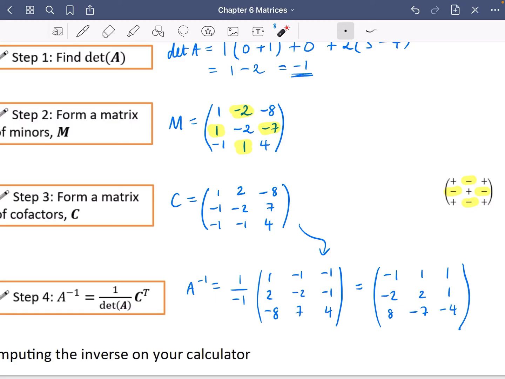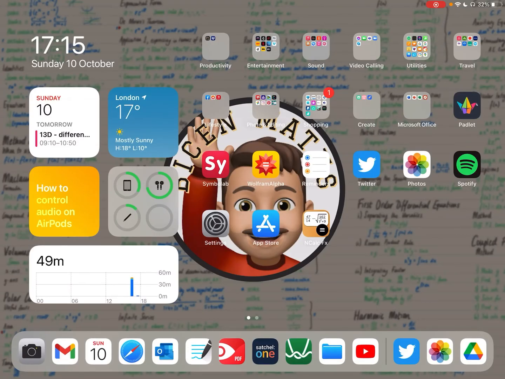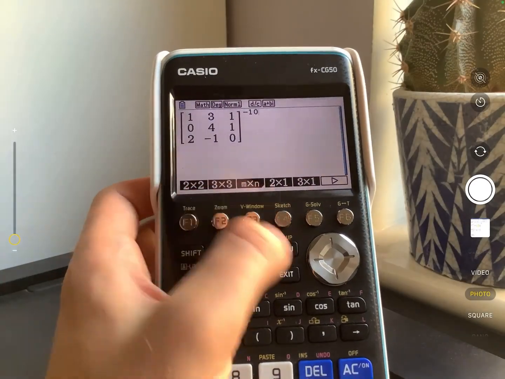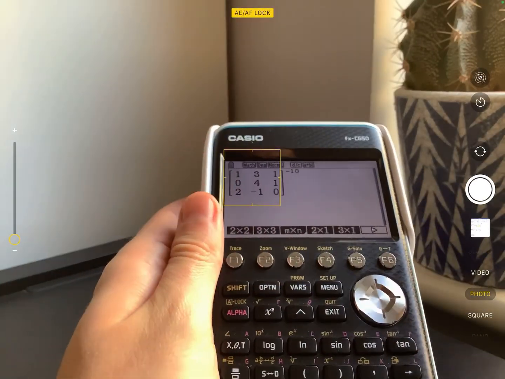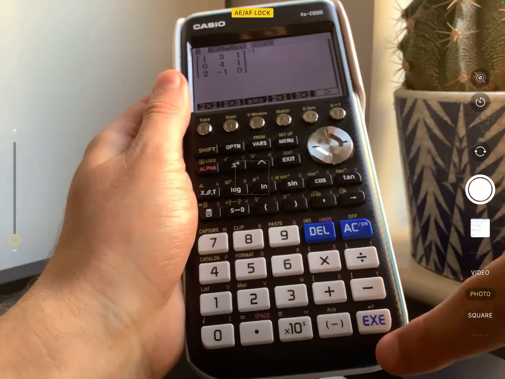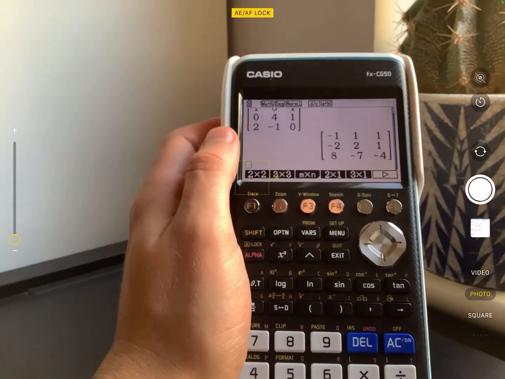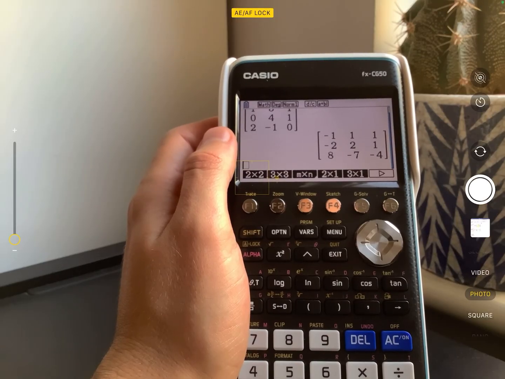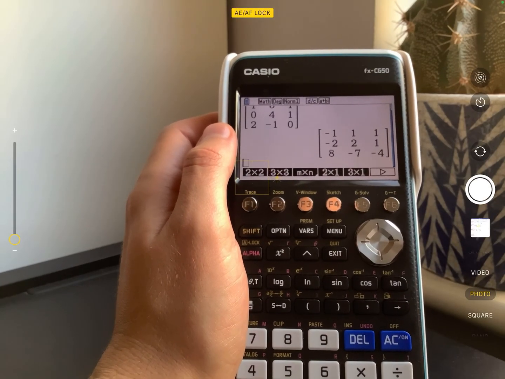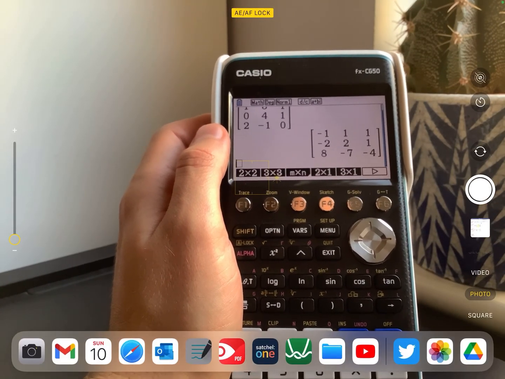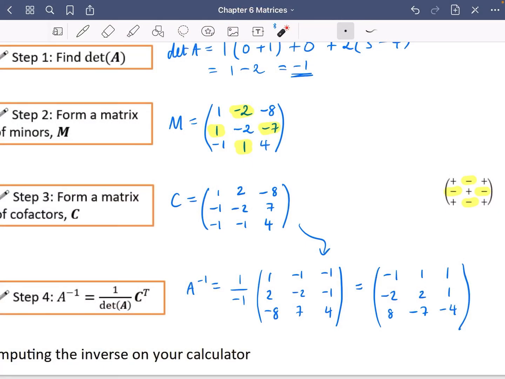So I've actually already put this into my calculator, and I'm just going to see if it gives us the same answer. Oh, not to the power of minus 10, but just to the power of minus 1. So let's just see if that's right. We have minus 1, 1, 1, minus 2, 2, 1, and 8, minus 7, minus 4. So let's see if that's right. Yep, minus 1, 1, 1, minus 2, 2, 1, 8, minus 7, minus 4.